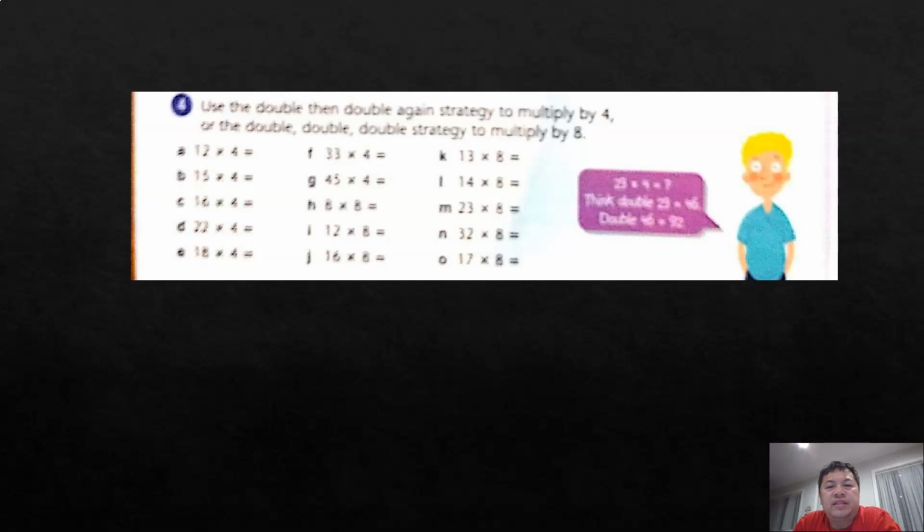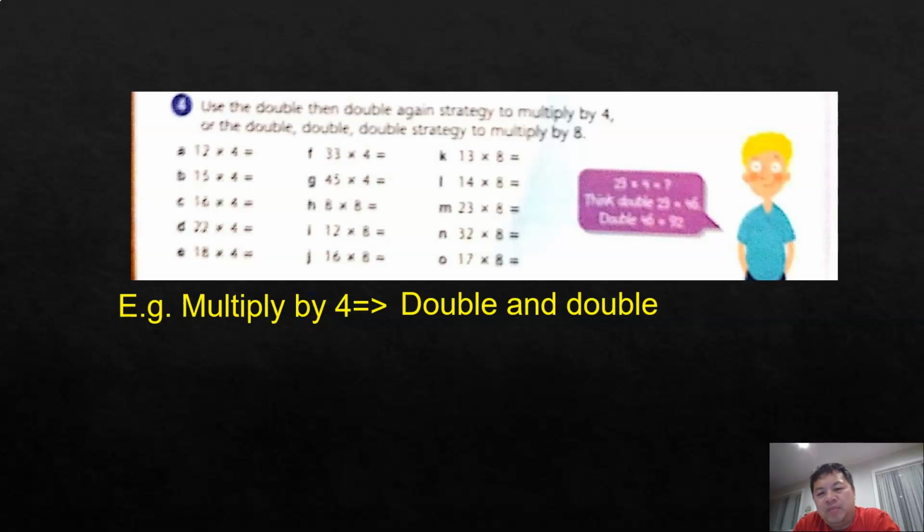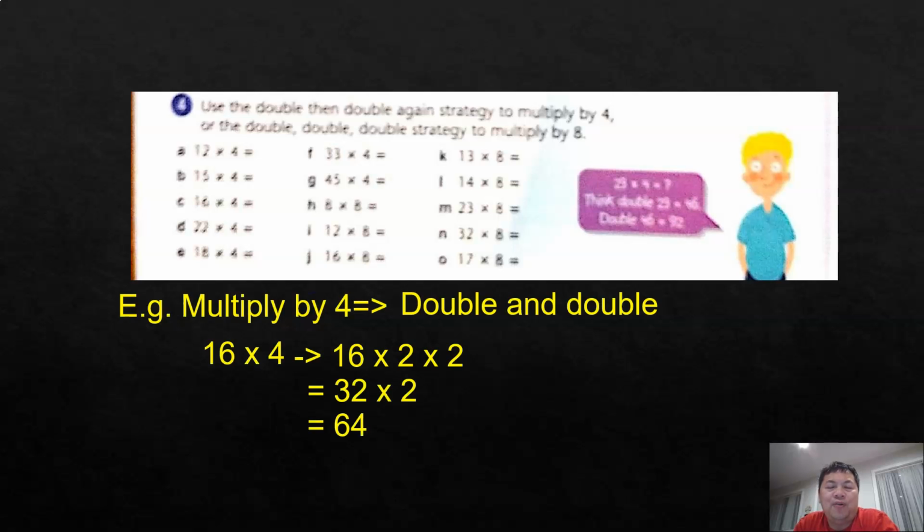Okay, next skill is about how to go about multiplying by 4 and 8. The strategy is when you multiply by 4, you just need to double and double the number. Just basically times 2 and times 2. So 16 times 4 simply means it's 16 times 2 times 2, which is 32 times 2, which is 64. Is this easy? Yeah, I think it's quite easy for some of you.